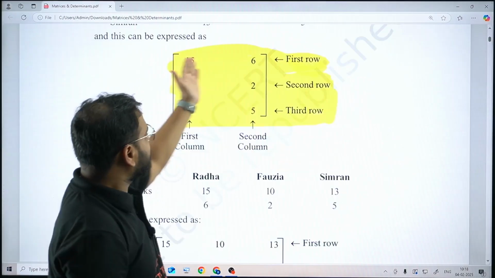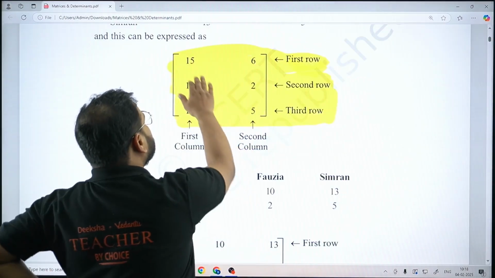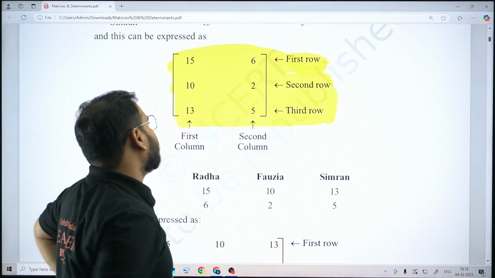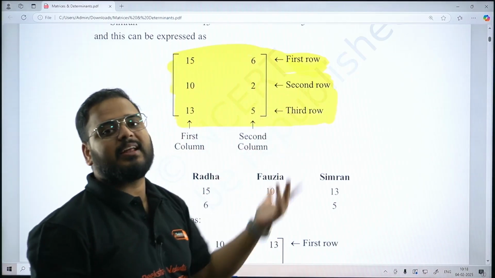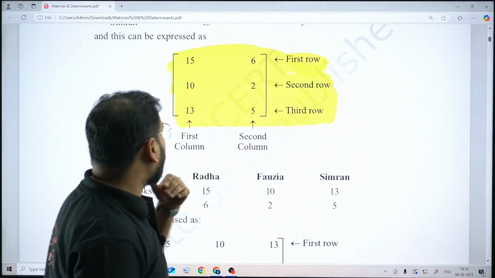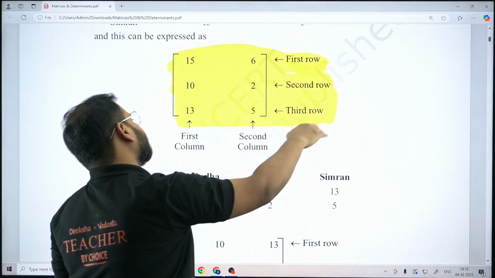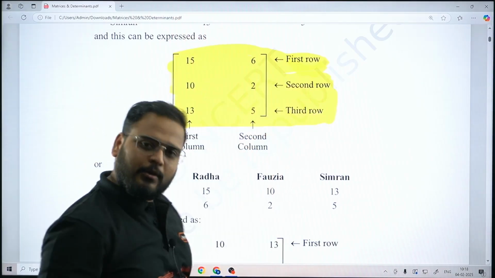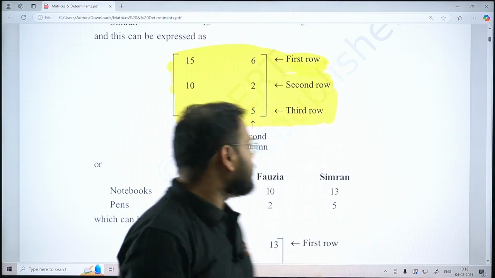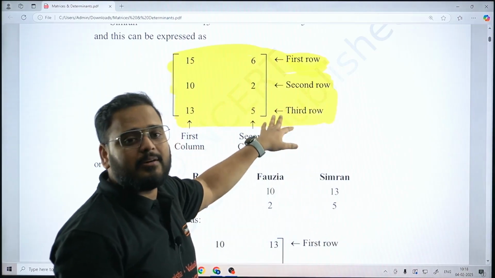For example, this is the length, across this 15, 6, 10, 2 and 13, 5, and the width will be like this. You can take it in any format. We call the horizontal lines rows and the vertical ones columns. We know this already. So rows and columns, and then we name it. Why is the name important?